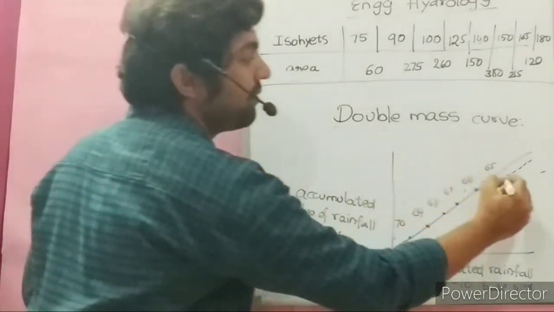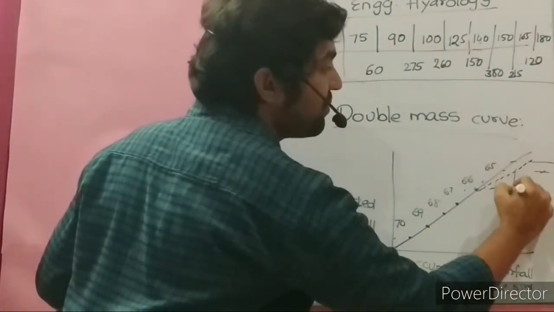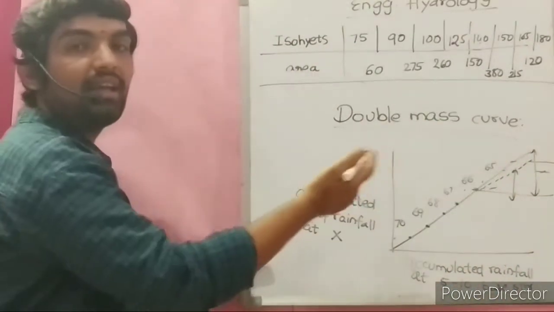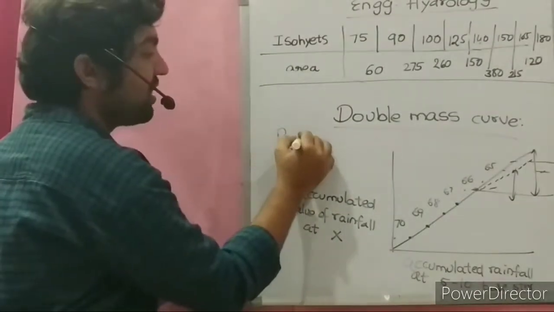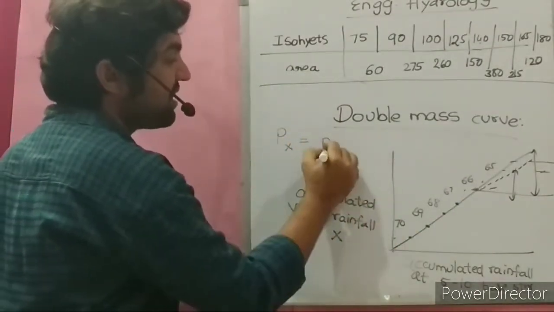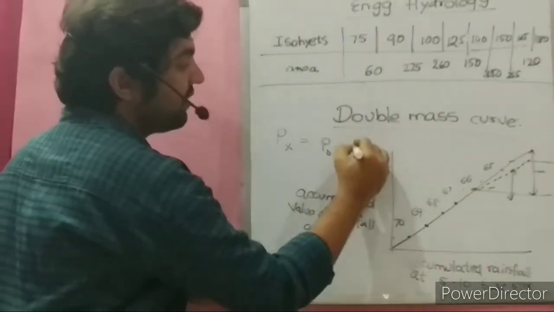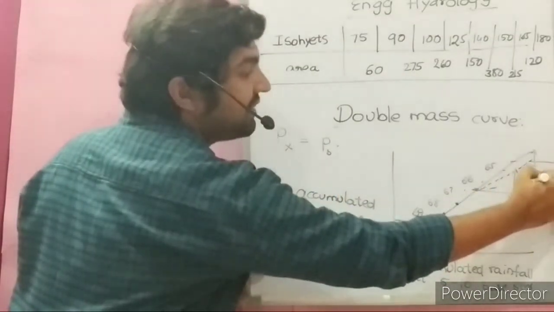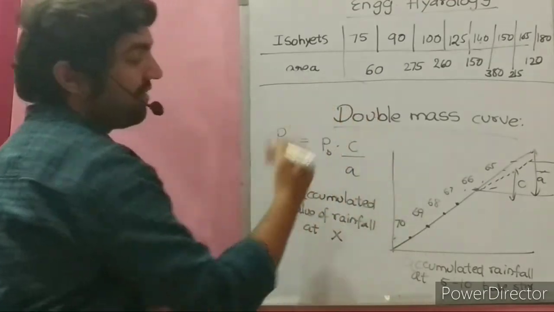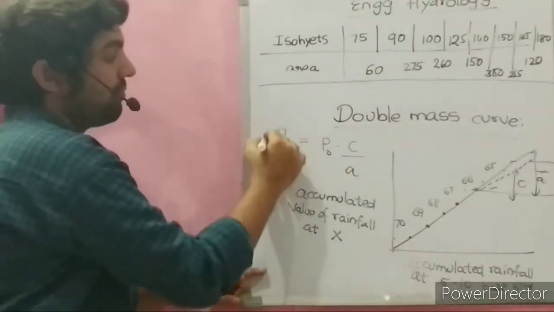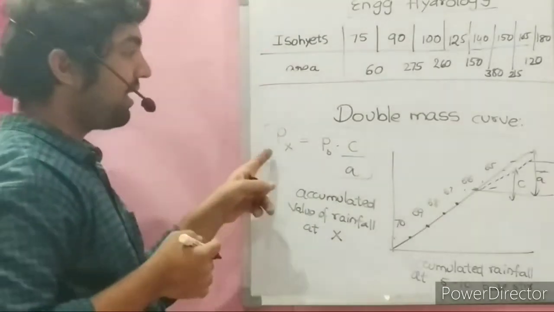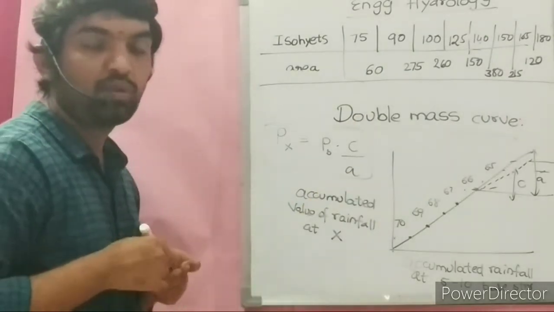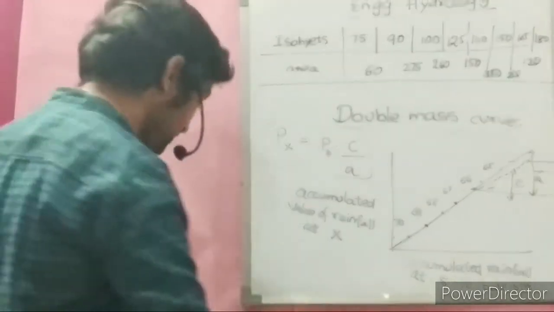How do you correct it? By using mathematical concepts, you measure the slope here and also the actual slope. Thereby you get the precipitation at unknown station X equal to the precipitation at the base stations into the corrected slope, this slope divided by this slope. Let us say this is C and this is A, so into C by A. This gives the precipitation at the unknown station. So we determine the precipitation at an unknown station by using the double mass curve technique. Most important for IES objective examination.